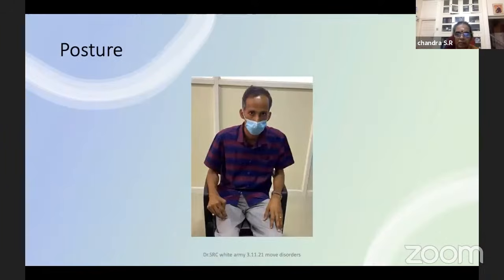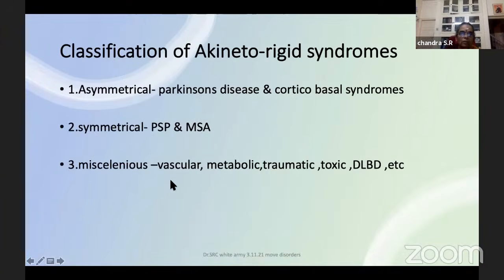This is a patient; you can see the upper body. He has no stooped posture, he has no expression, and his limbs are not fluid. The video, I think it's not there. So that is an akinetic-rigid syndrome.